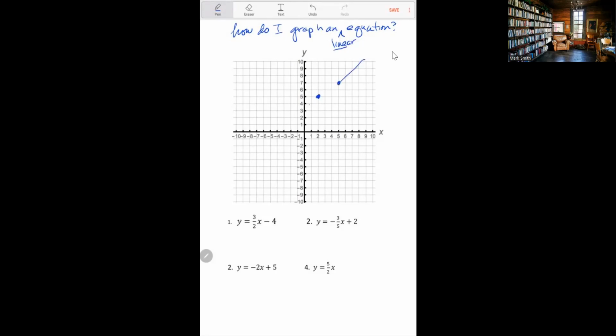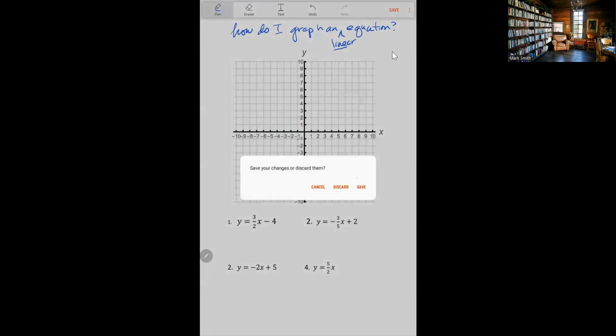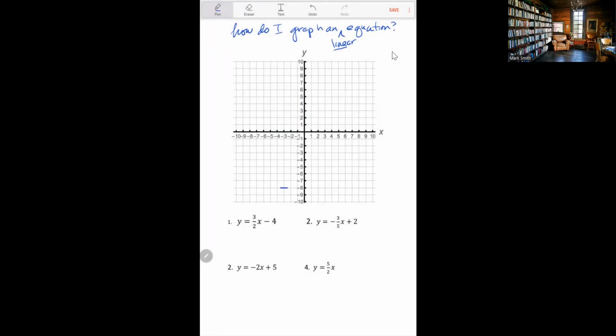There's a couple points and there's a line. All right, so drawing a line's not too hard. We just need 2 points. All right, we get rid of my first line there. Now let's go and look for a linear equation. Well, here's a linear equation.